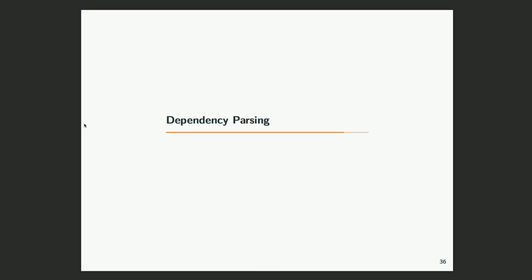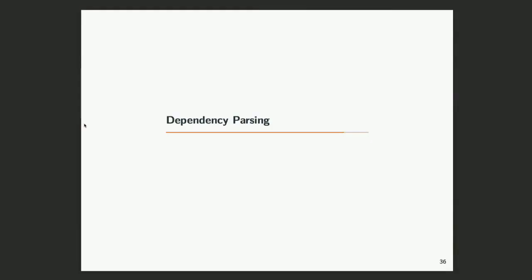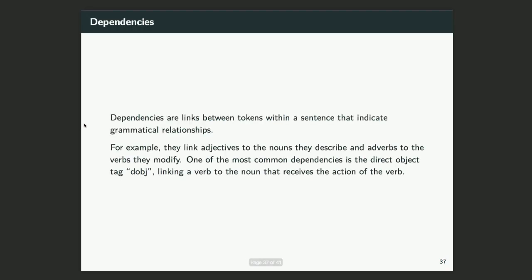So the next part, I believe, is dependency parsing. The last annotation that we're going to look at is dependencies. Dependencies are links between tokens within a sentence. They indicate the grammatical relationship between two words in the sentence. One common example is a type of dependency that links an adjective to the noun that it describes, or an adverb to the verb it describes, or a verb to the direct object that it acts on.